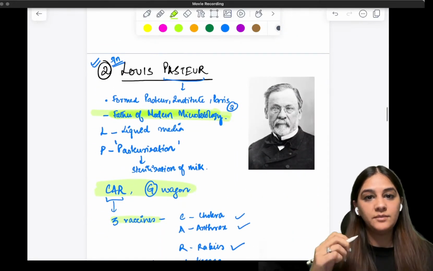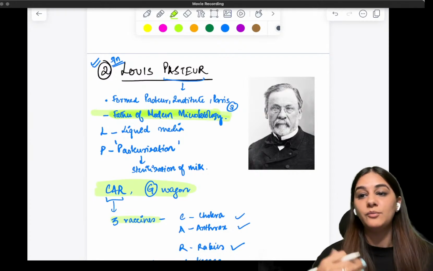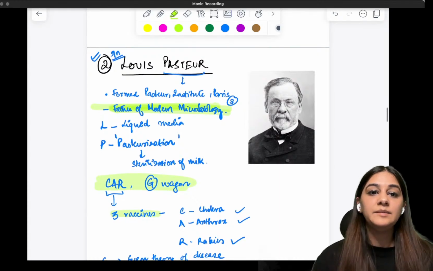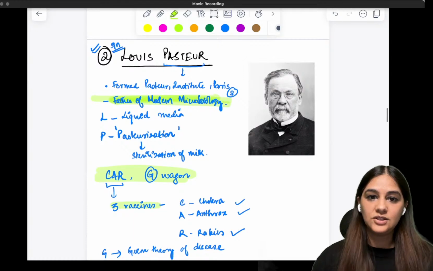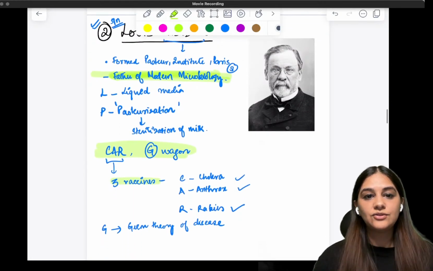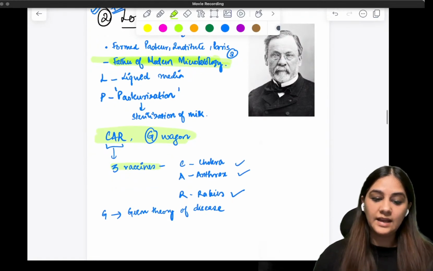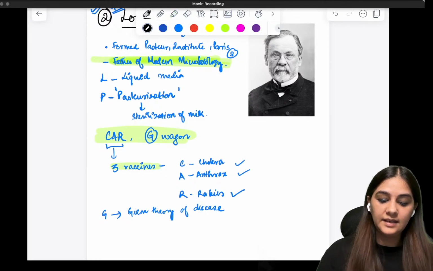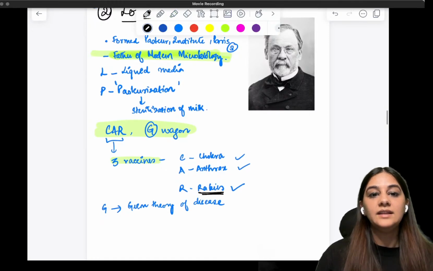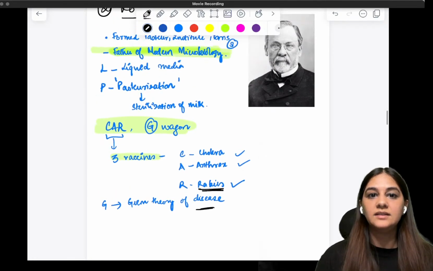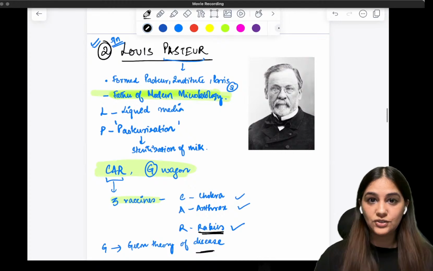Louis Pasteur from the Pasteur Institute, father of modern microbiology because he was doing a lot of modern research there. LNP: L for the liquid media, P for the pasteurization or the sterilization of milk. And he used to drive a G-Wagon car, giving us the three vaccines, the first one being cholera, then anthrax, and then your rabies vaccine. And from G, he gave us the concept of germ theory of disease, right? This is how Louis Pasteur looks.